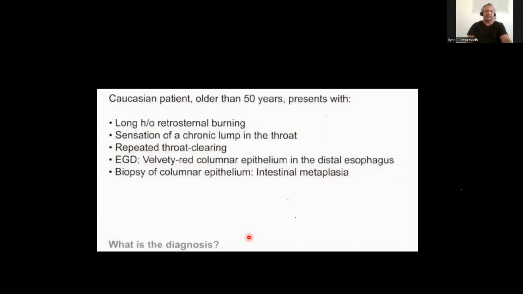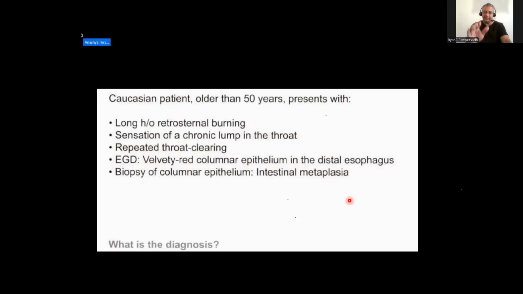Caucasian patient older than 50 years comes in with long-standing history of retrosternal burning, sensation of chronic lump in the throat, repetitive throat clearing, and this is basically what we said in the previous question about GERD. So you can assume she has GERD, but in addition to the GERD, she also on scope has velvety red columnar epithelium in the distal esophagus. And that's what we said. Chronic GERD is a precursor to Barrett's metaplasia. And that's exactly how Barrett's will manifest on the scope.